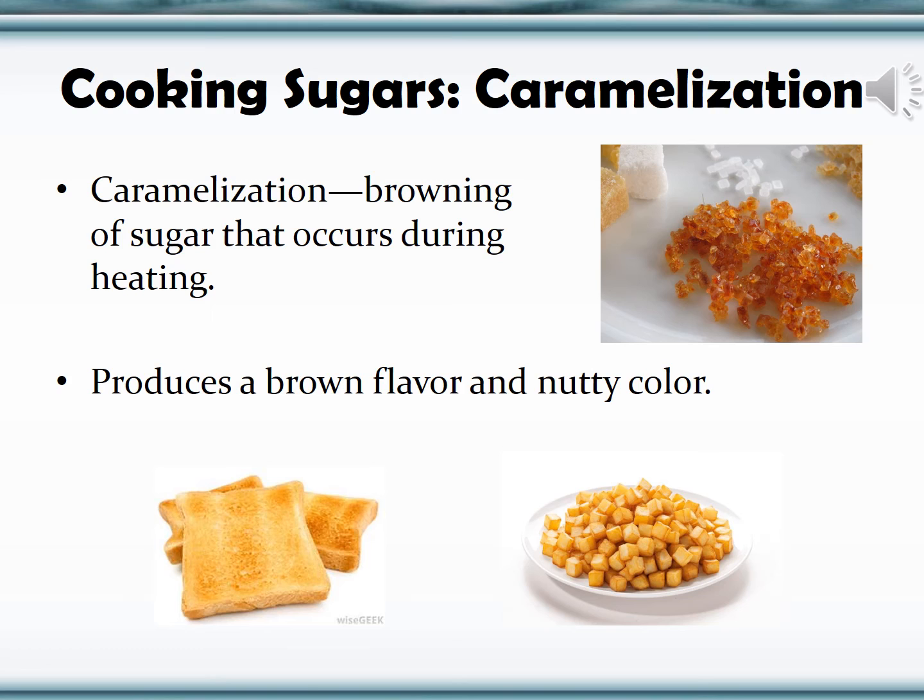Caramelization is simply the browning of sugar that occurs when sugar is heated above 300 degrees. This produces a nutty flavor and a brown color in the food. We can see this when we cook potatoes or toast bread. This browning, where just the carbohydrate is heated, is an example of the caramelization reaction, which is different from the Maillard reaction.